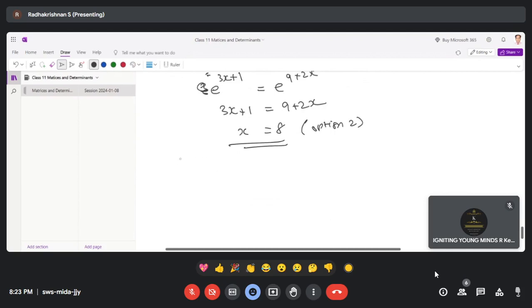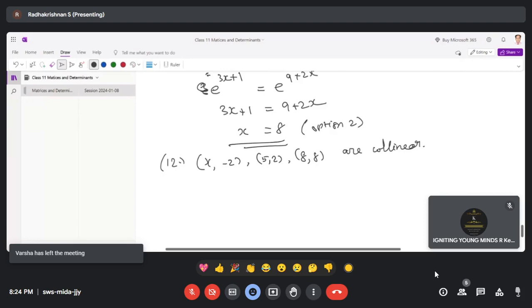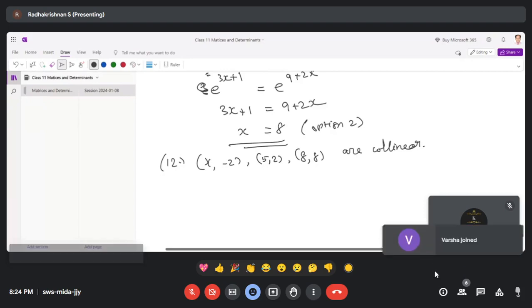Okay. Now, here it is given that 3 points are collinear. Problem number 12. (x, minus 2), (5, 2), (8, 8). Okay. So these 3 points are collinear. So that means what is the value of x? So how can we determine the value of x from this statement? Anybody?